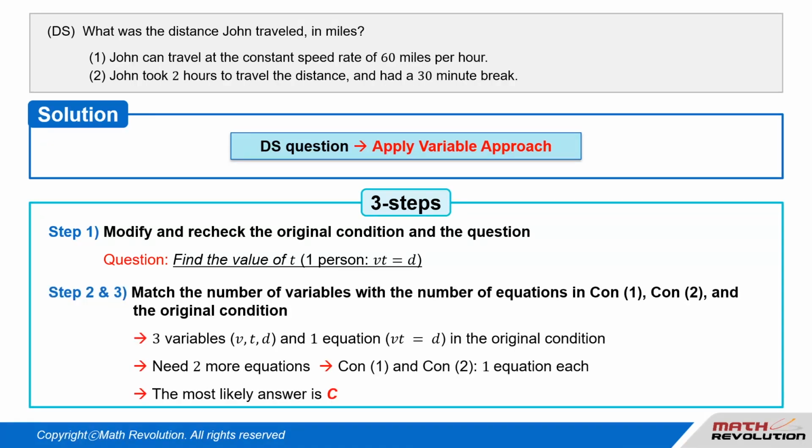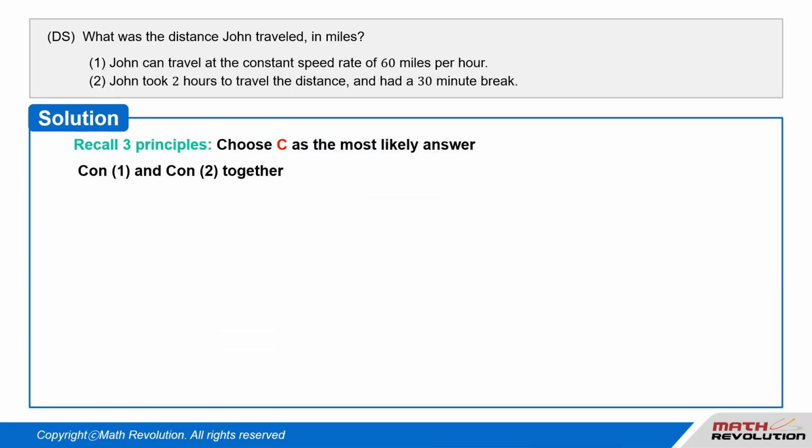Follow the second and third steps. From the original condition, we have 3 variables, V, T, D, and one equation, V times T equals D. To match the number of variables with the number of equations, we need 2 more equations. Since conditions 1 and 2 will provide one equation each, it's about 70% likely that C would be the answer. Recall 3 principles and choose C as the most likely answer.